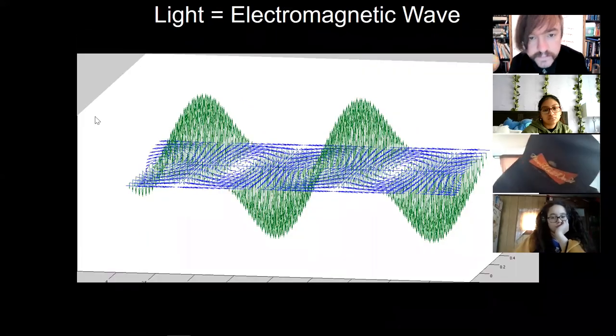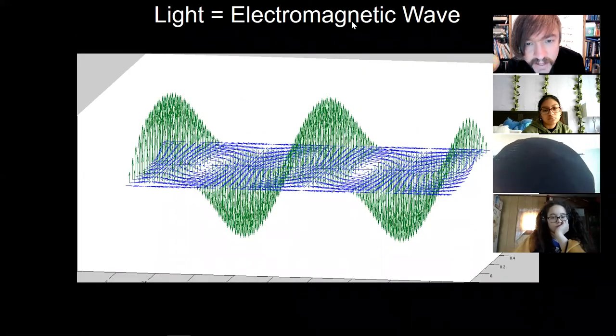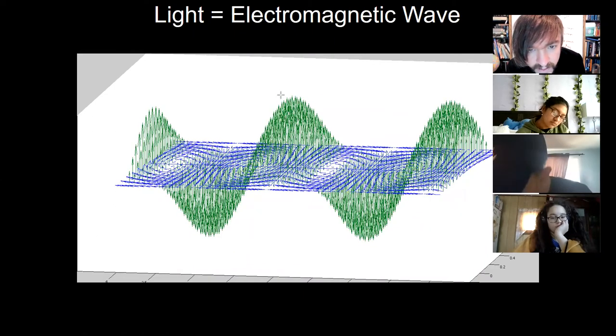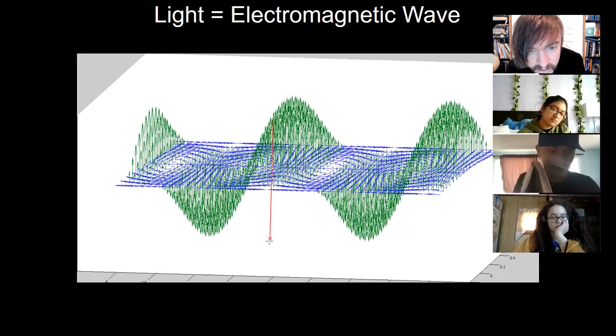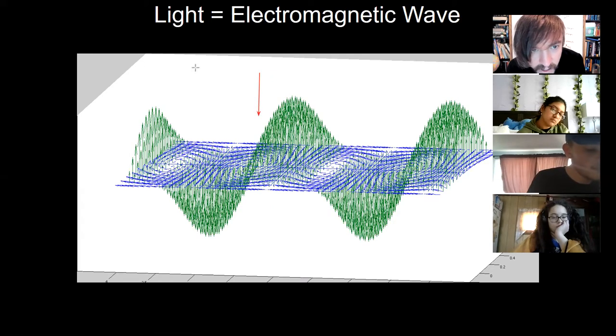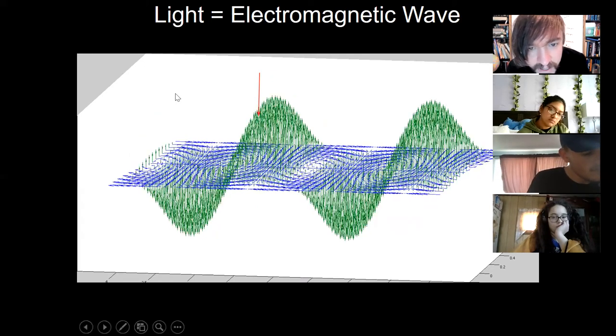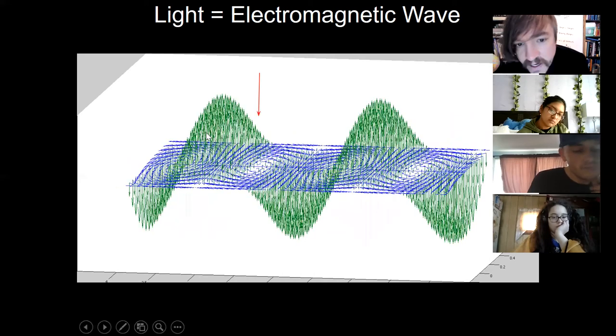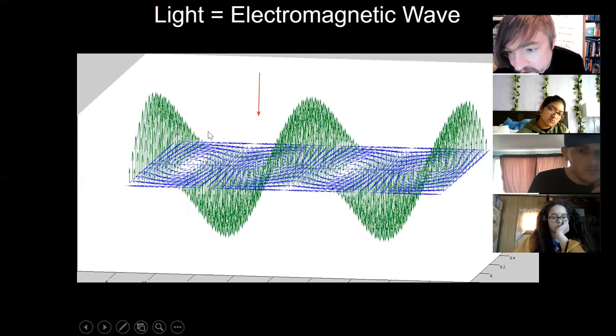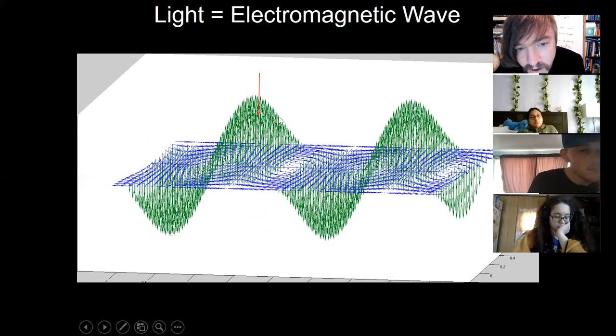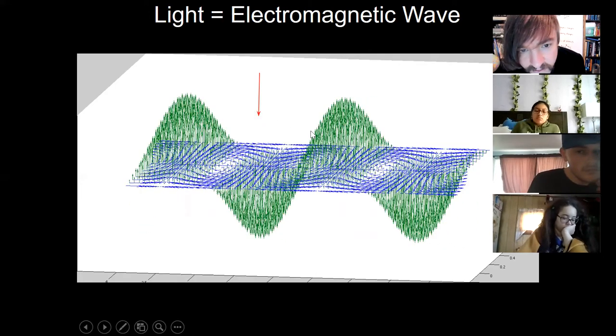Here we go. Okay. So if I were going to measure energy, I would pick a point, like this line here. Let's see if I can get this thing moving again. What I'm going to do is count the number of waves that go past the red arrow, or how long it takes for the waves to go past the red arrow in 1 second.